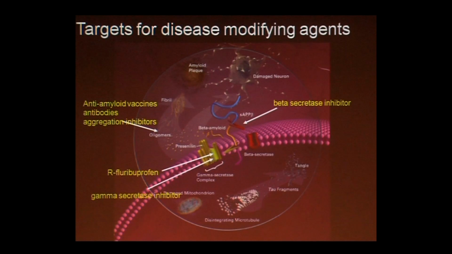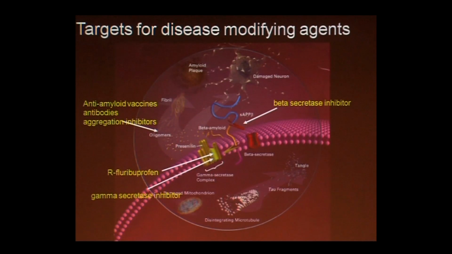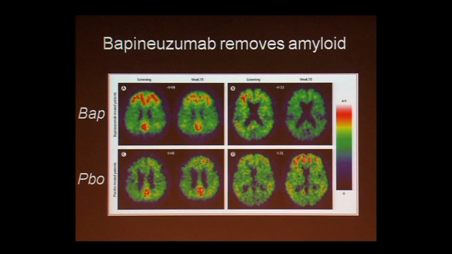There have been different small molecules that can block some of the enzymes that cleave the amyloid precursor protein. But also some of the most advanced therapies now have actually been immunotherapies. Like a vaccine that you would get for the flu, there are vaccines and other immune molecules that we can use to target the amyloid and clear it out of the brain.